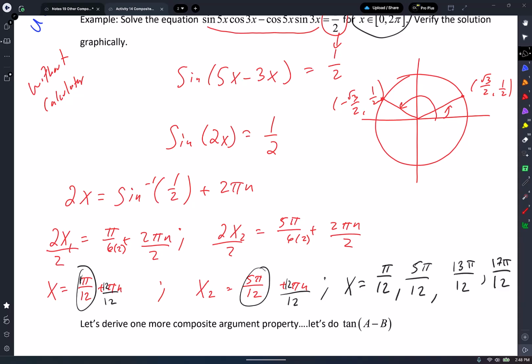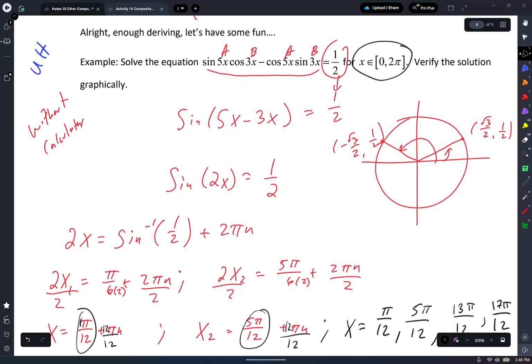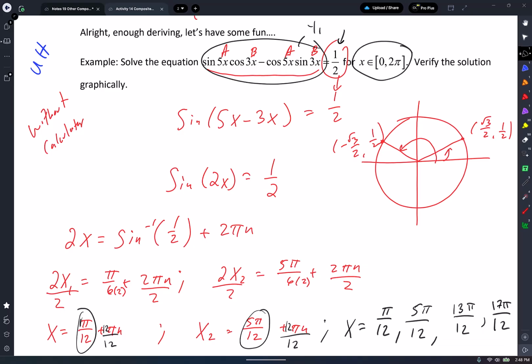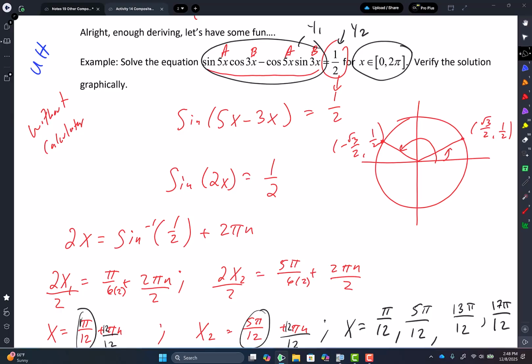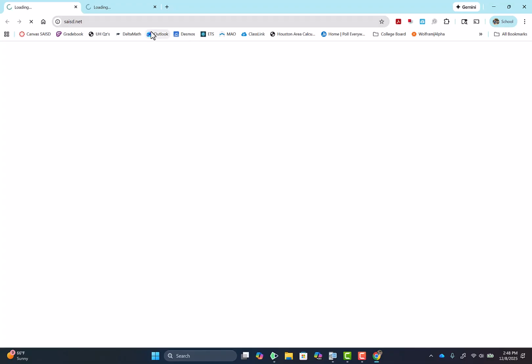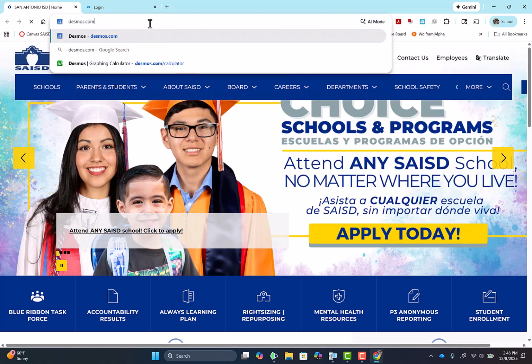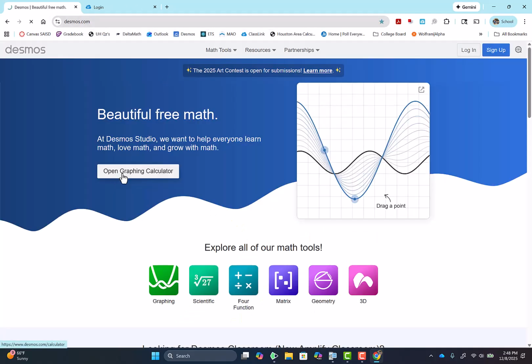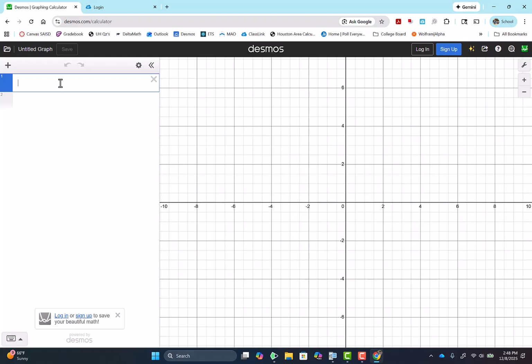There it is, guys. You can always check it. You can always type it into Y1 and put that in Y2. Let me use Desmos, because Desmos is so pretty. Desmos will also give you the exact answer. And then later on, we'll see how we can get our calculators to give us those. But look, do I have? Yeah, I do. Desmos is on. All right, just go to Desmos.com. I love Desmos. Open graphing calculator. All right, give me the original.